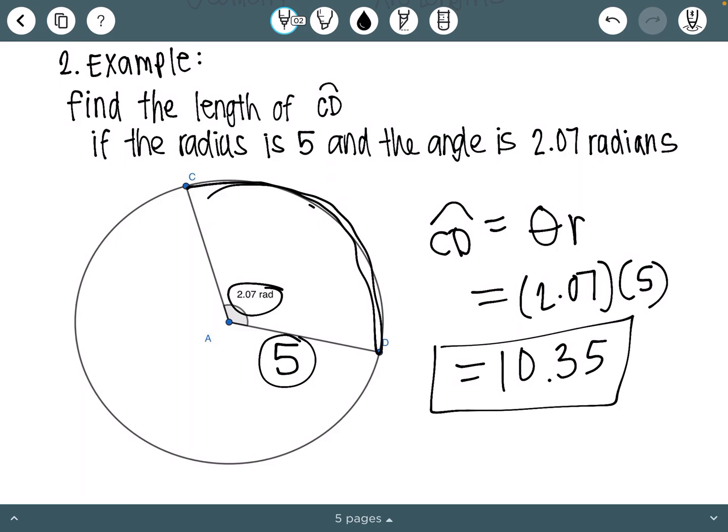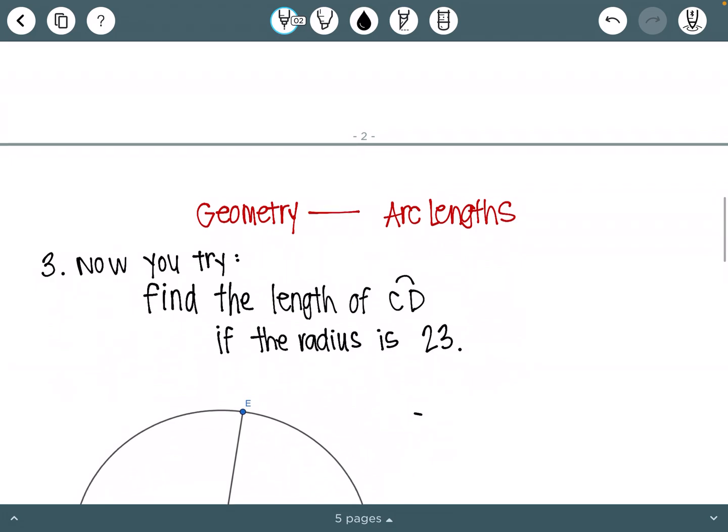That means if you notice, there's going to be 2 radii and a little bit more that fit into that arc. Since the radius is 5, and our arc is 10.35, that makes sense with this 2.07. So there's that relationship. Okay, so let's keep going.